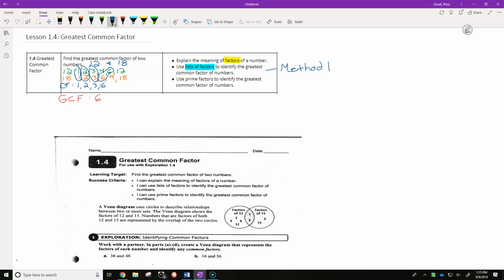Okay. So, the second method here, our second criteria for today, is I can use prime factors to identify the greatest common factor. This is method 2. A lot of students love the first part of it. They feel it is very, very simple. It's just step number 4 that they have trouble with, where they forget something. So if you pay close attention and follow along on step 4, you should have no problems.